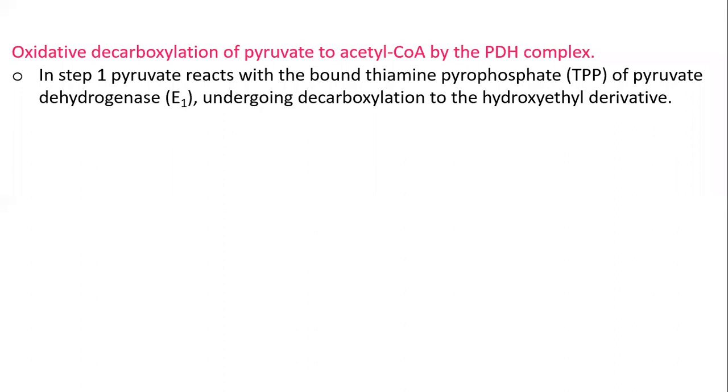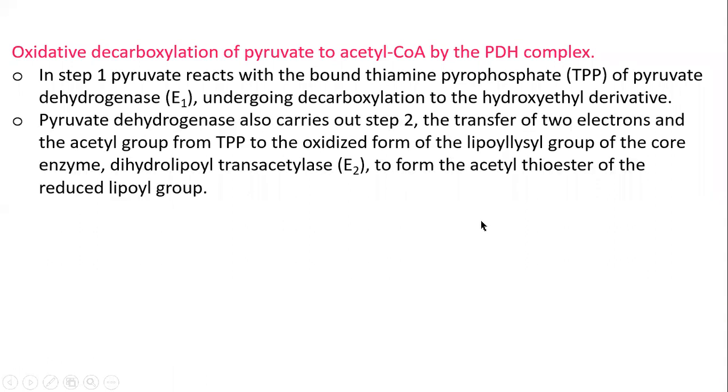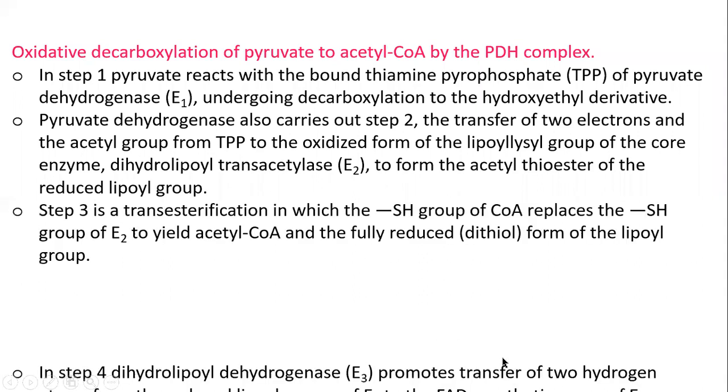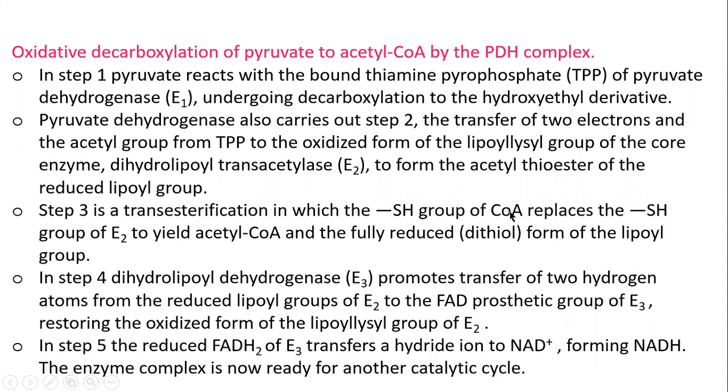So in step 1, the pyruvate reacts with the thiamine pyrophosphate with the help of this enzyme, so the carbon dioxide is removed. And then this TPP is getting reduced and it is oxidized with the help of transacetylase E2. The same thing what I have discussed all this time. You can just read it. It's a self-explanatory slide. So I'm moving further.